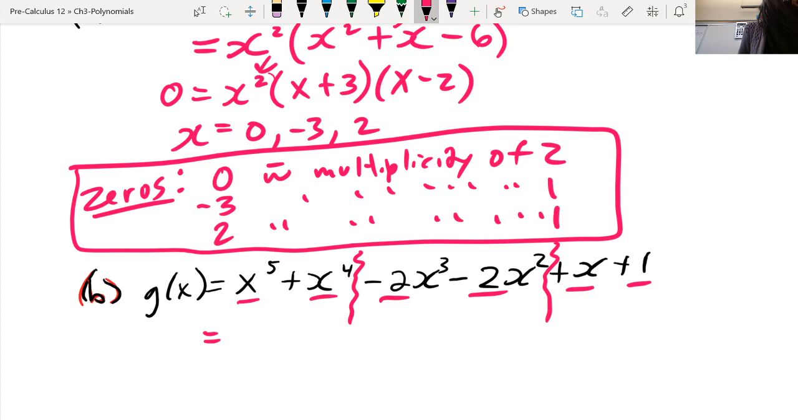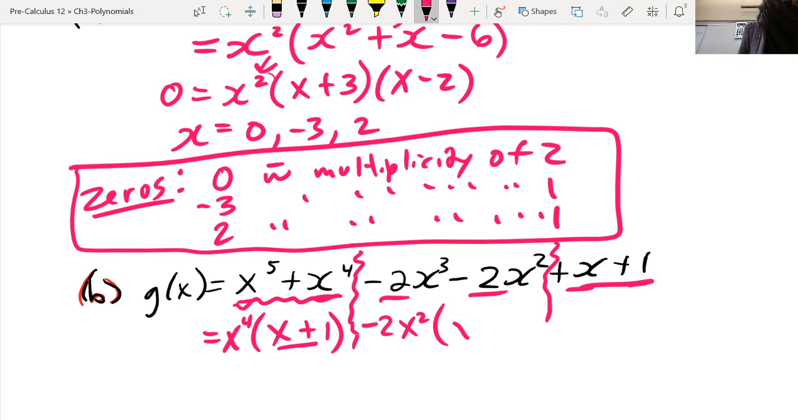If I just ignore all of this and just zoom in on the first two, I notice that they both have an x to the 4. And when I take that out, I'm left with x plus 1. Look at that. It does look just like the one at the end. So hopefully that happens with the next one. When I look at these two, I can factor out negative 2x squared. And look at that, what's left inside is, in fact, x plus 1, when I divide this by negative 2x squared and this by negative 2x squared.